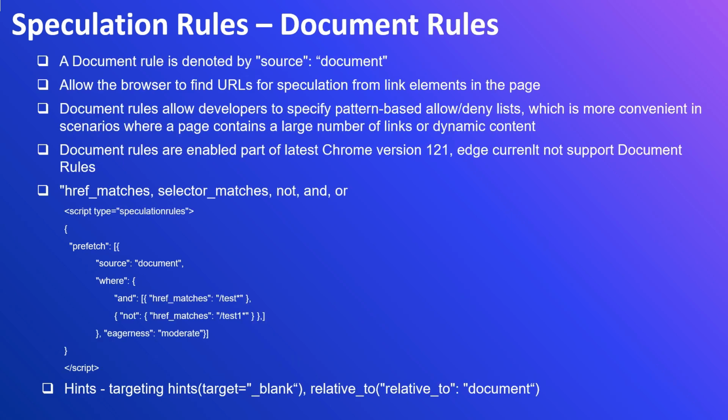Next is dynamic rules. The dynamic rule is denoted by source document. The document rules allow the browser to find the URLs for speculation from link elements in the page. The developers can define pattern based allow or deny lists. This allows handling the speculation for a large number of links or dynamic content easily.